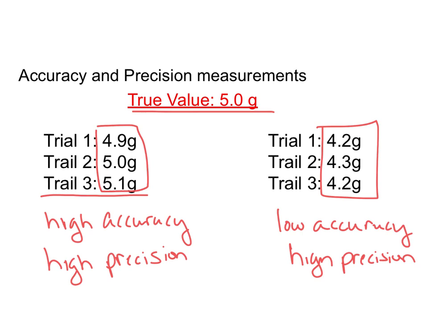So that's looking at accuracy and precision and how we use them in science, because when we do experiments, we want to make sure that we get very accurate and very precise numbers, because if we don't, it can make our readings or our findings misleading, and we don't want that.